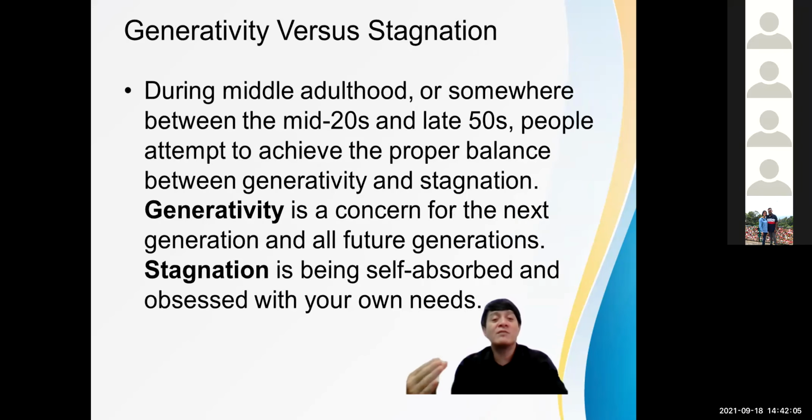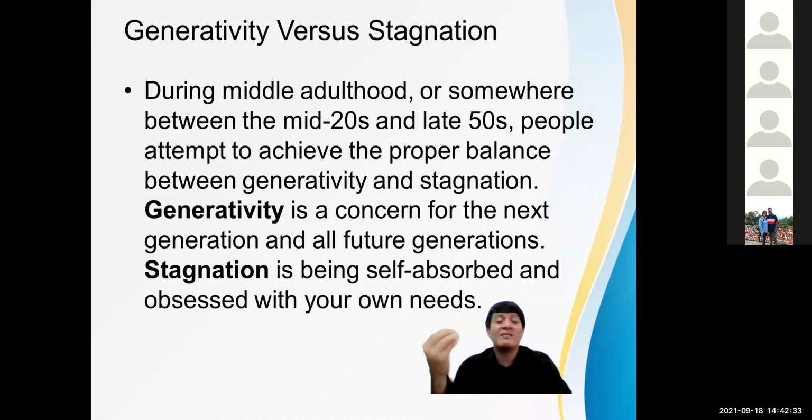And generativity versus stagnation is the middle age, between the mid-20s and late 50s. This is the generativity versus stagnation. It's either they can generate or they can stagnate. Generativity is a concern for the next generation and future generations. They begin to pass on what they have learned as experience.